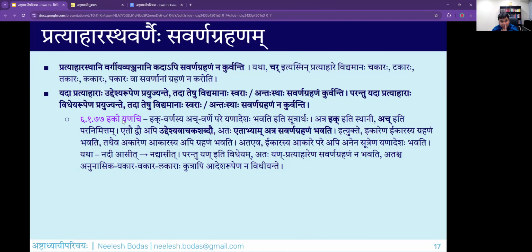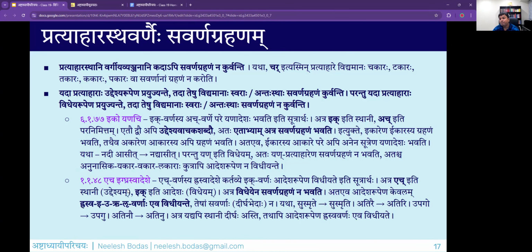But that Yana is the Uddesha. Sorry, that Yana in Prathama is the Videya. So it will not do Savarna Grahanam. So the ya will not include anunasika ya. Similarly, la will not include the anunasika la because the savarna grahanam will not happen. The videya does not do savarna grahanam. So yana iti vidheyam asti, yana pratyaharena savarna grahanam na bhavati. Ataha anunasika yakara vakara lakaraha adesha rupena na vidhiyante.